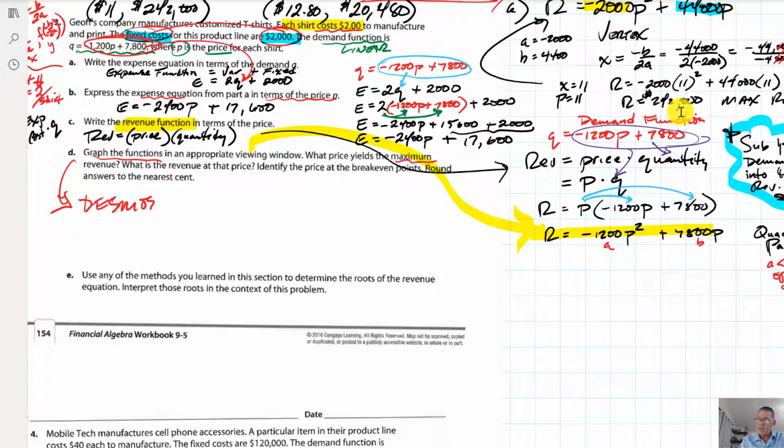So P equals question mark, which would give us some max value. Max equals question mark. So let's answer these questions here. Let's go to Desmos and put it in. All right, so here we go.